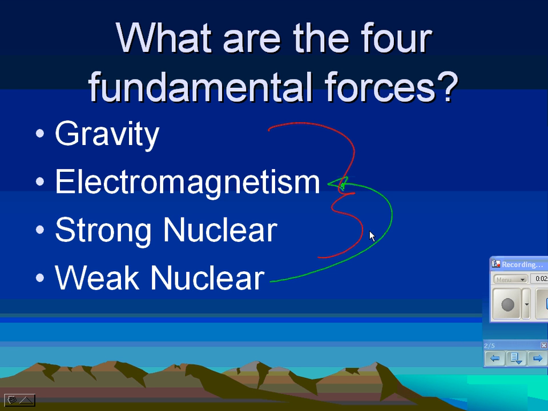Anyway, gravity is the weakest by far. Electromagnetism is stronger. Strong nuclear is much stronger. And the weak nuclear falls in there somewhere, I think, between electromagnetism and strong nuclear.